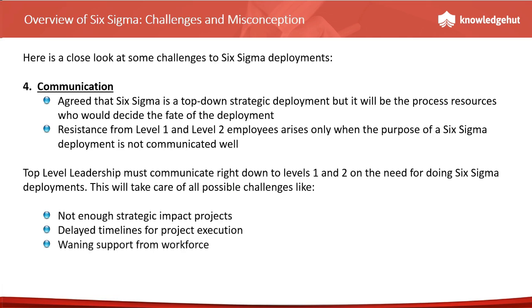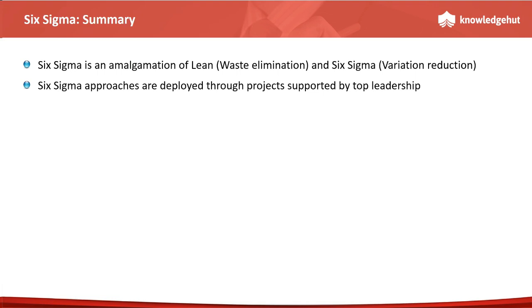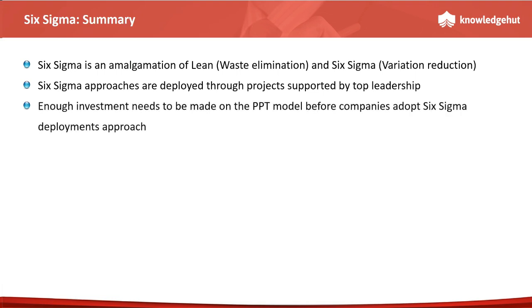In summary, Six Sigma is an amalgamation of Lean, that is waste elimination, and Six Sigma, which is variation reduction. Six Sigma approaches are deployed through projects supported by top leadership. Enough investment needs to be made on the model before companies adopt Six Sigma deployment approaches.